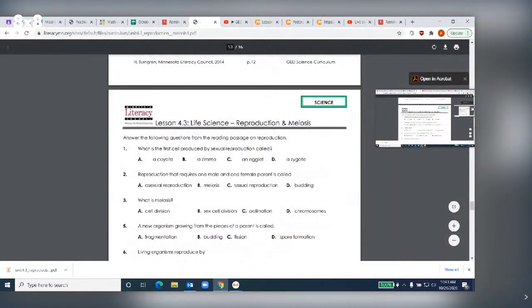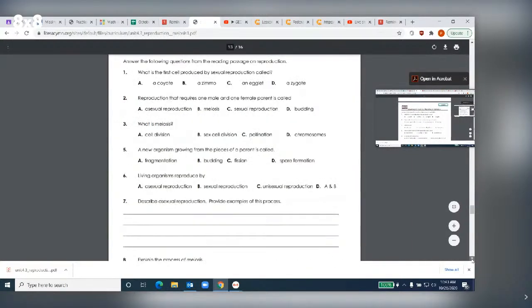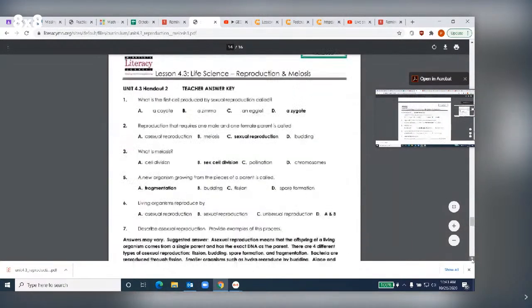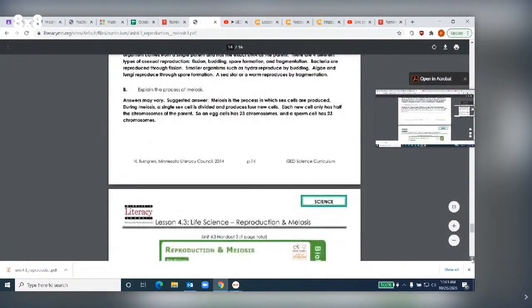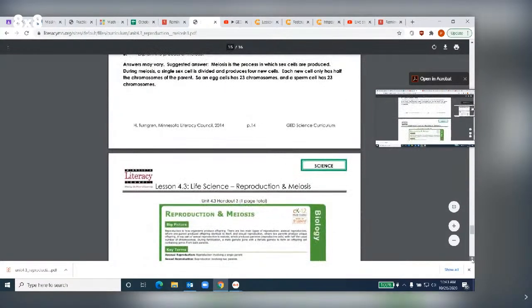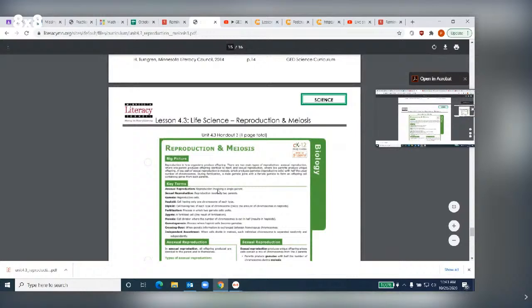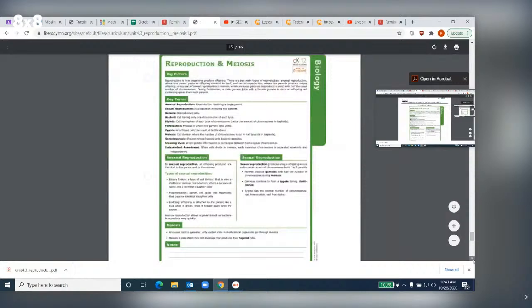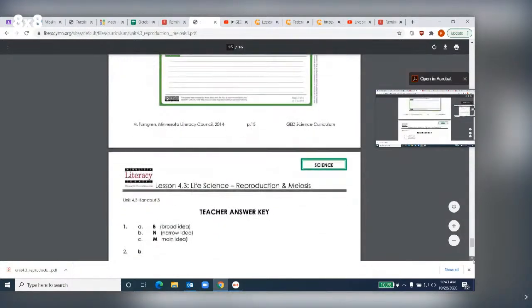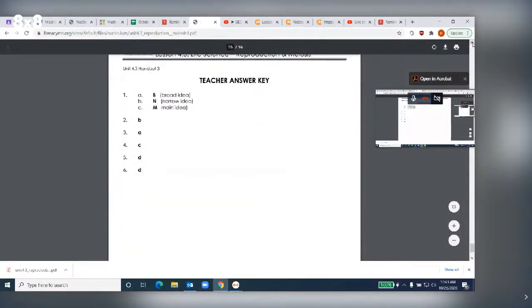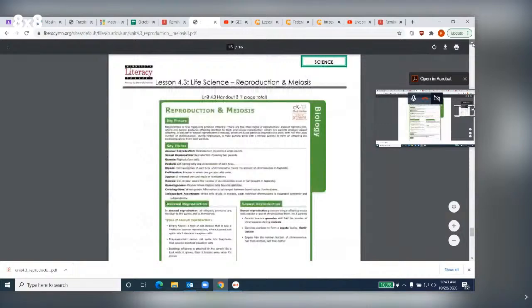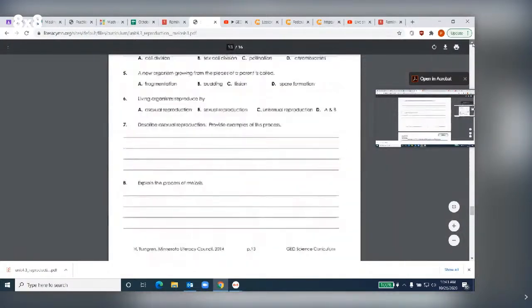Okay, and these are just some questions from that reading. I think there's 8 of them, and then the answers are just right here. Okay, and then here's some more vocabulary. This is just kind of like a cheat sheet right here. It talks about what we covered. So you can just go back, and if you need to, just read through this again.